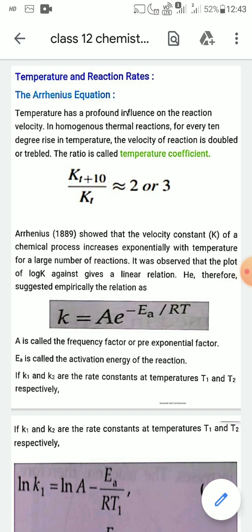Today I'll discuss the effect of temperature on reaction rate. Effect of temperature on reaction rate.